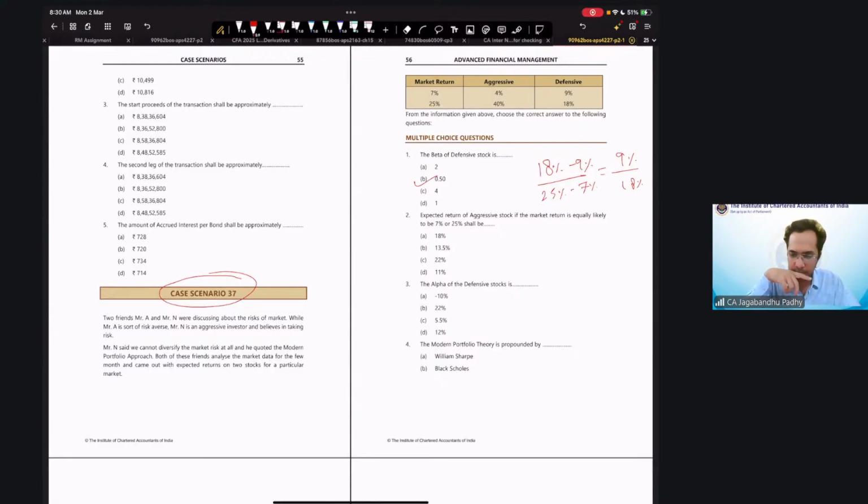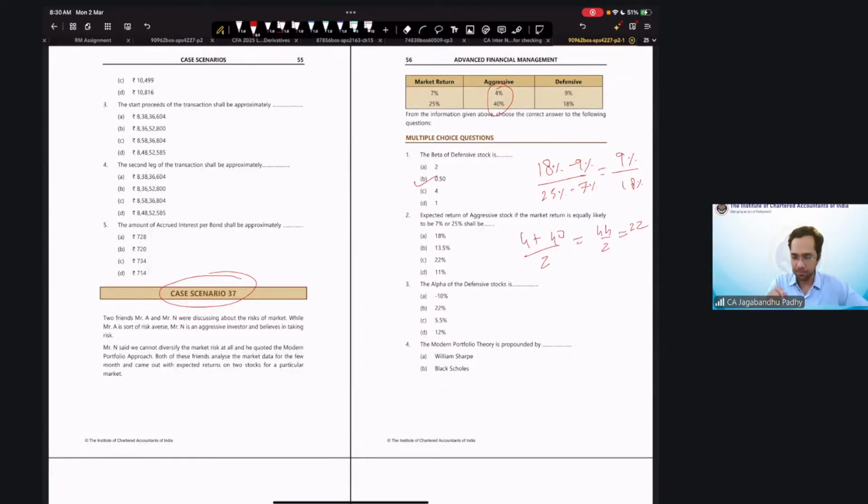First is option B, right? Yes, sir. The expected return of aggressive stock if market return is equally likely to be 7 and 25. So expected return of aggressive will be 4 plus 40 divided by 2, which is 44 by 2, which is 22%. So option C.